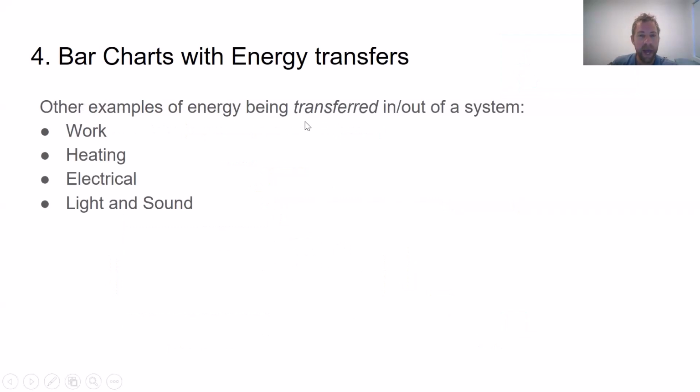So if you look carefully at the significant student learning outcomes, there's energy transfers and there's energy forms. These transfers are ways of getting energy into our system, getting energy into our ball. Work's an example, we just saw that. Heating is the movement of heat. Electrical is a way of moving energy around, and light and sound are as well. And they take the form of these arrows, going into or out of our system.